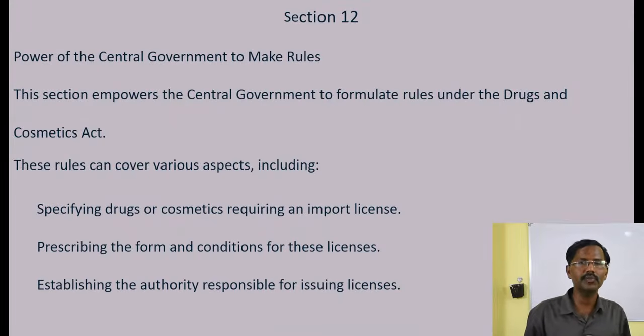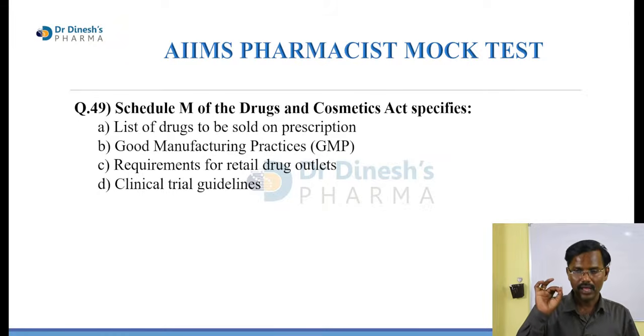Power of the central government to make rules and to amend the DC Act will come under section 12. So these are the important sections you must remember. And another important question, Schedule M. This is very, very important.